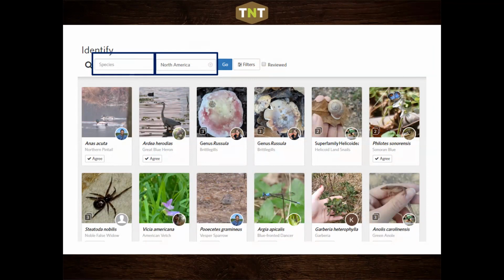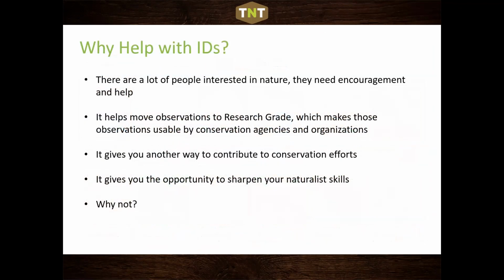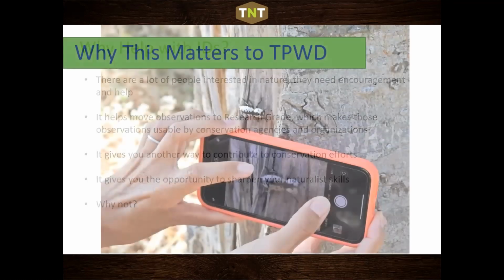And then you can help people get their observations to research grade, just like other people help you get your observations to research grade. So why help with IDs? Really, really valuable. Other people are interested in nature, help them keep their interest in nature by helping them get positive identifications. It moves things to research grade, gives you another way to contribute to possible conservation efforts, and gives you the opportunity to sharpen your naturalist skills. And I always say, why not? Why wouldn't you do that? It's a lot of fun, actually.